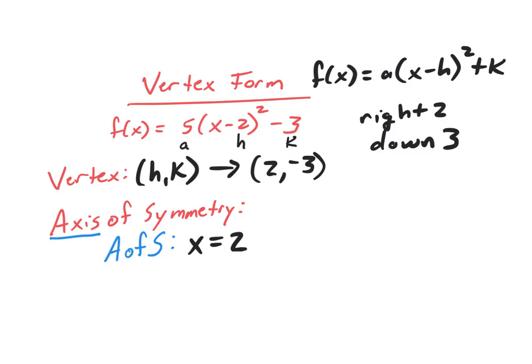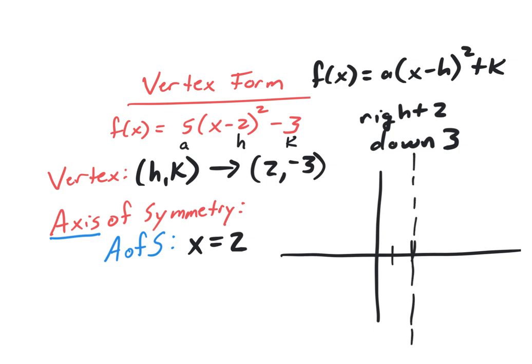Okay, so if I drew a sketch of this graph, I'm going to start with my axis of symmetry. It's a vertical line at x equals 2. What that is, it's a vertical line that splits the graph in half. It splits the parabola to be symmetrical, right? Symmetrical means it's the same on both sides. So that's the line that's going right down the middle of the parabola. That's why we call it the axis of symmetry.